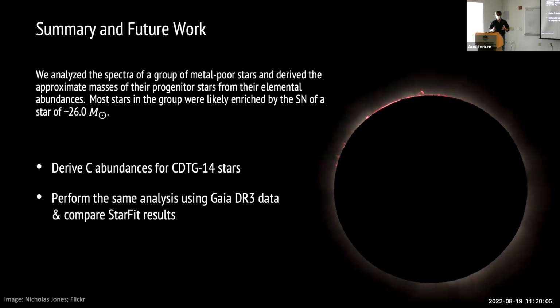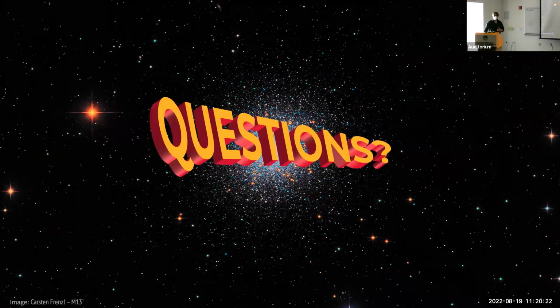Something that we're going to do in the future is derive the carbon abundances, which is a slightly different process, for the rest of the stars in our sample, as well as perform a similar analysis using Gaia DR3 data and compare that to StarFit's results that we had. So thank you, and I'll answer any questions.